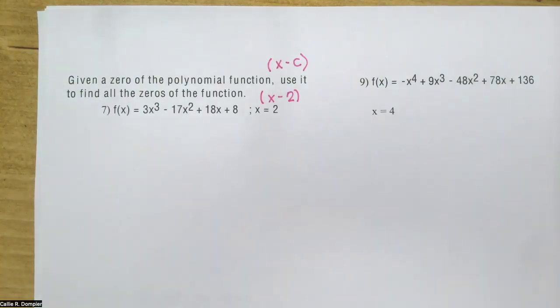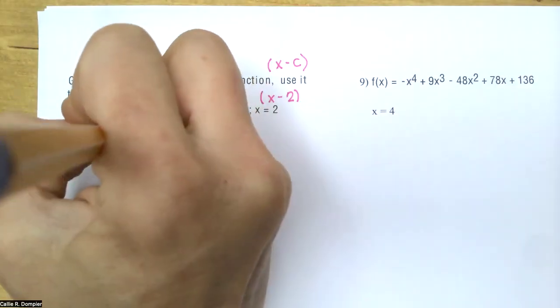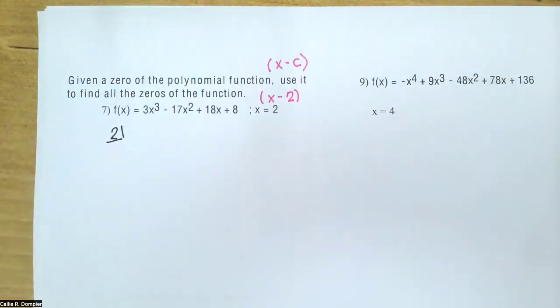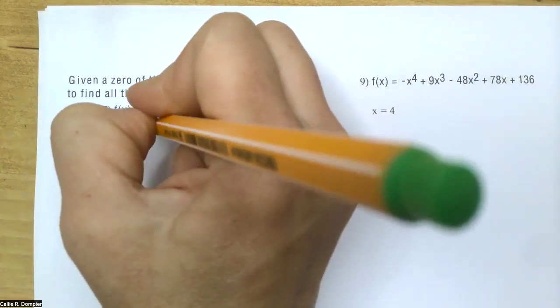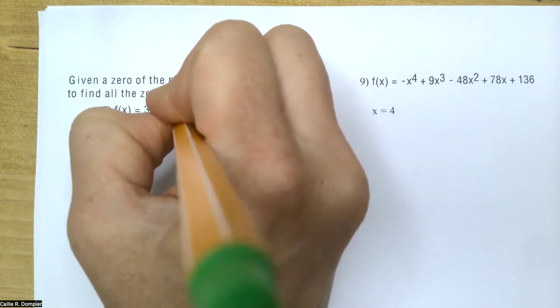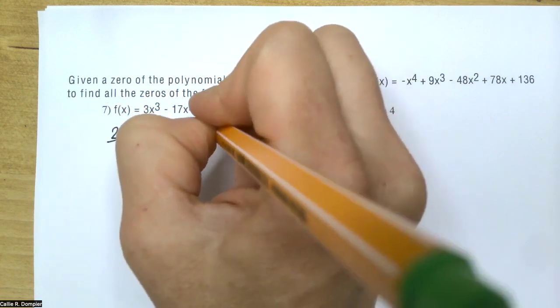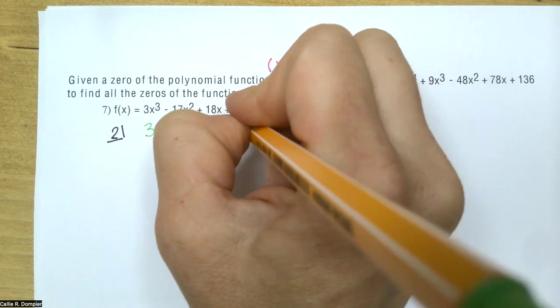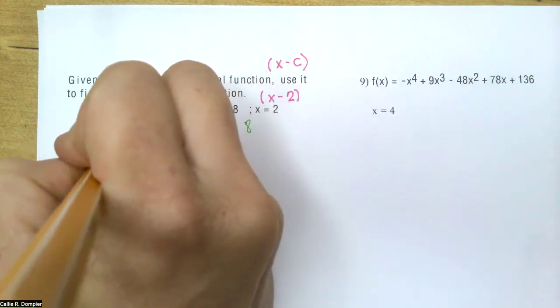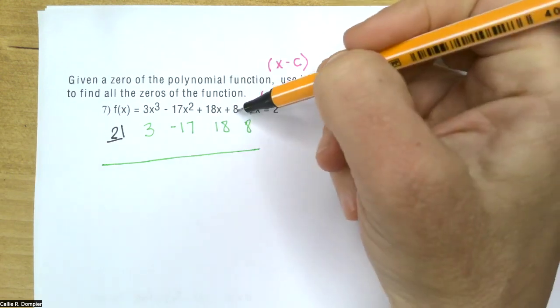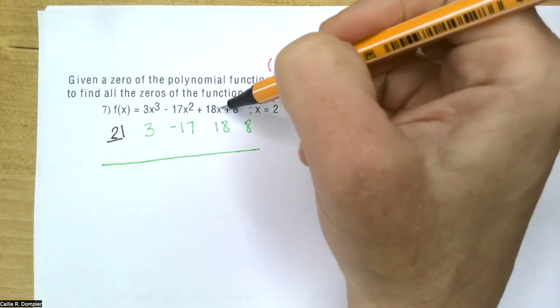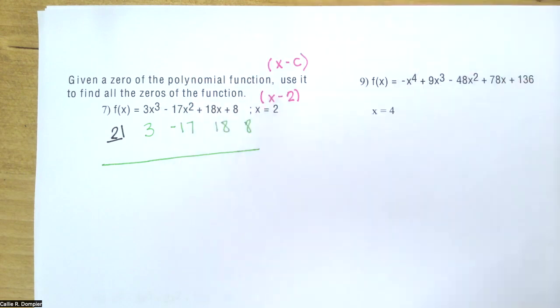So my root is positive 2. So I just put that 2 right here. And I'm going to use synthetic division. So I've got 3 as my first term, 3x cubed, a negative 17 for my x squared, a positive 18 for my x, and an 8 for my constant. Again, make sure it's in ascending order: x to the power of 0, x to the power of 1, x to the power of 2, x to the power of 3.